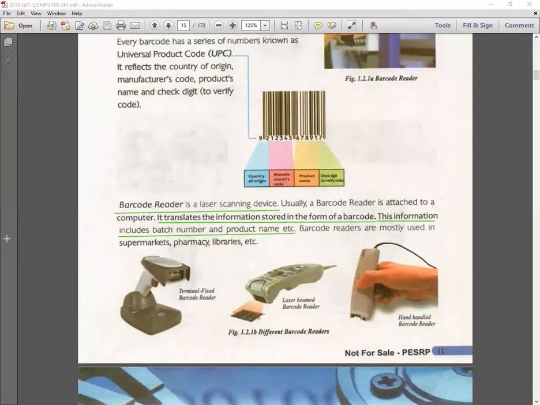I have underlined the definition. You can see it. Show me thumbs up once you have done it.